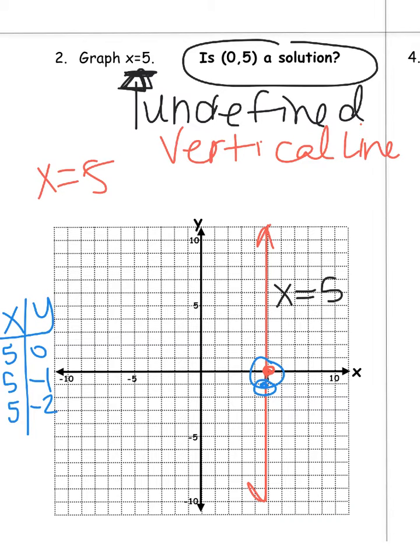All right, now, is the point 0, 5 a solution? No. 0, 5 is not. Why? Because it does not fall on the line. It is very far from the line. So no, it is not a solution.